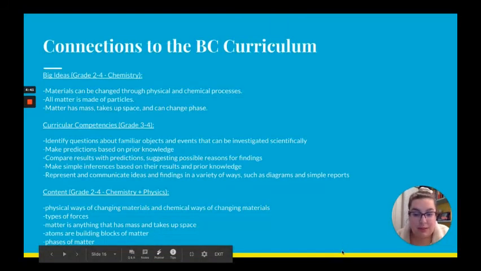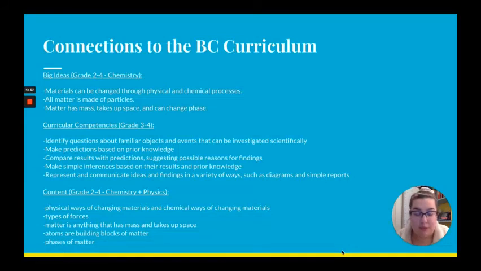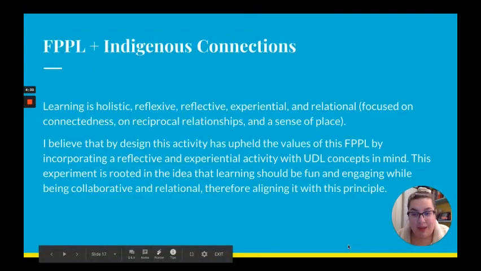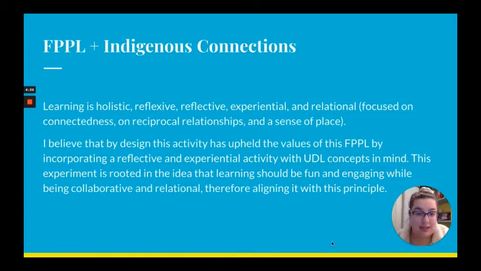So if you'd like to explore more, I did make some connections to the BC curriculum, mostly focused around grade 3, but I did explore grades 2 to grade 4 throughout the curriculum. And again, I did try to make some connections to the FPPLs and Indigenous connections. If you'd like to pause and have a read here, you can see that I did try to root it in the First Peoples Principles of Learning.